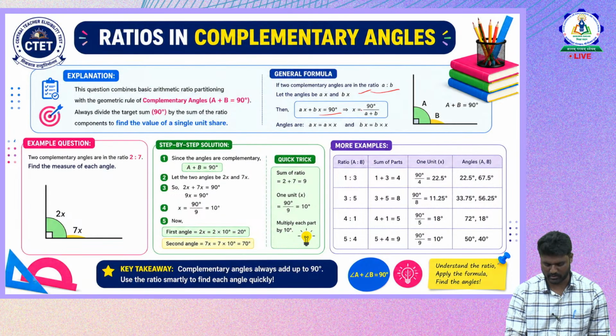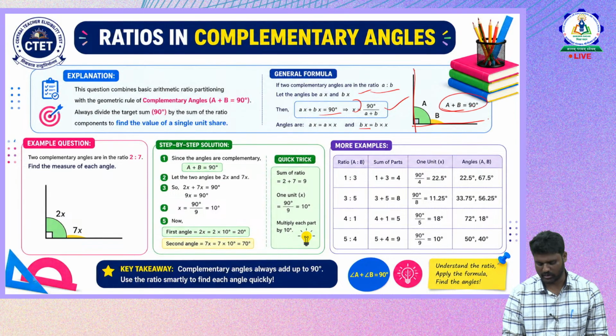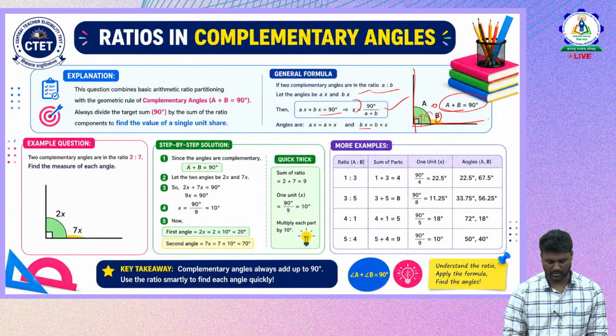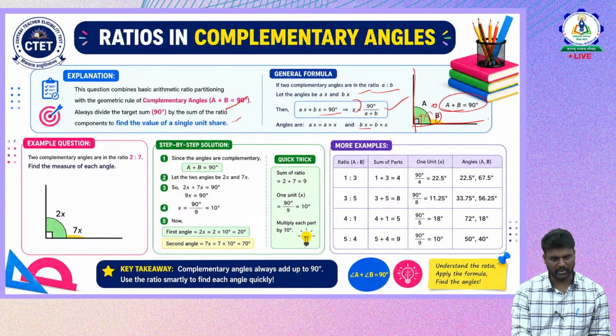Then x is equal to 90 degrees divided by A plus B. The angles will become Ax and Bx. Once we identify the x value, we apply it to Ax and Bx, and we get the values of the angles. This is the visualization of complementary angles, where angle A and angle B make exactly 90 degrees. Always divide the 90 degrees by the sum of the ratios. For example, given two complementary angles in the ratio 2:7, find the measure of each angle.